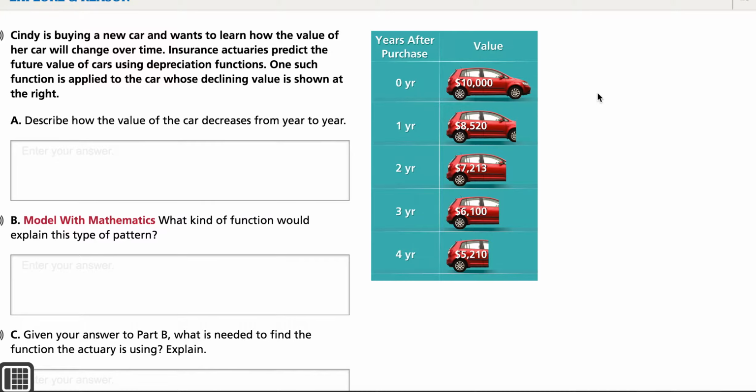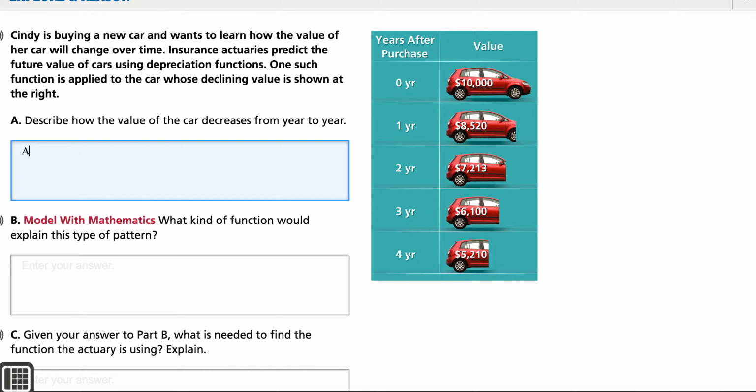Okay, now describe how the value of the car decreases from year to year. What do you see here? The inputs and outputs. In inputs, years after purchase, as the input increases from 0 to 4 years, the value of the car decreases from $10,000 to $5,210. Now, in this case, what do you notice about the value of the car? You can use your notebook to write the information.